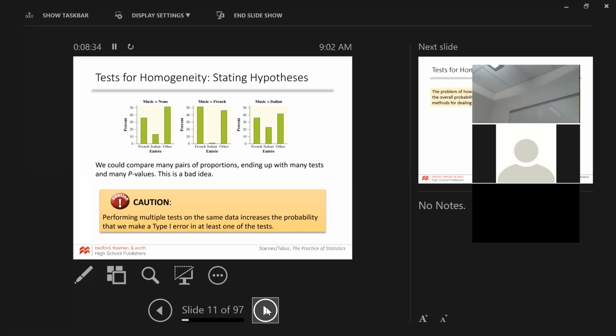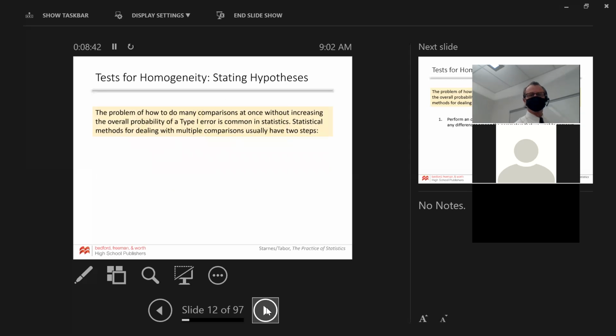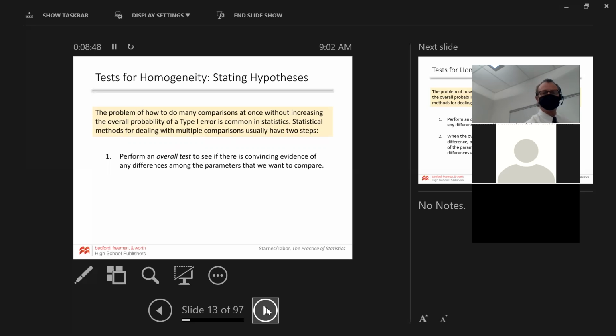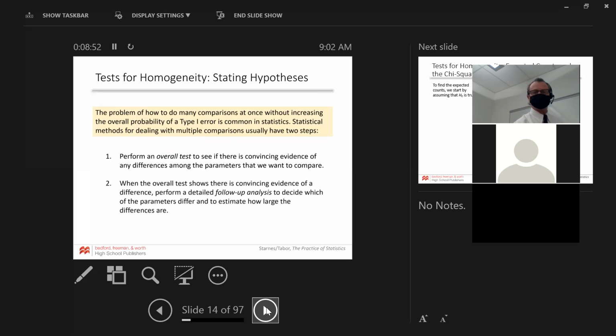Remember we did tests of means? They were t-tests. We're back to z-tests. So in order to avoid a type 1 error, we're going to combine the z-tests into one test.